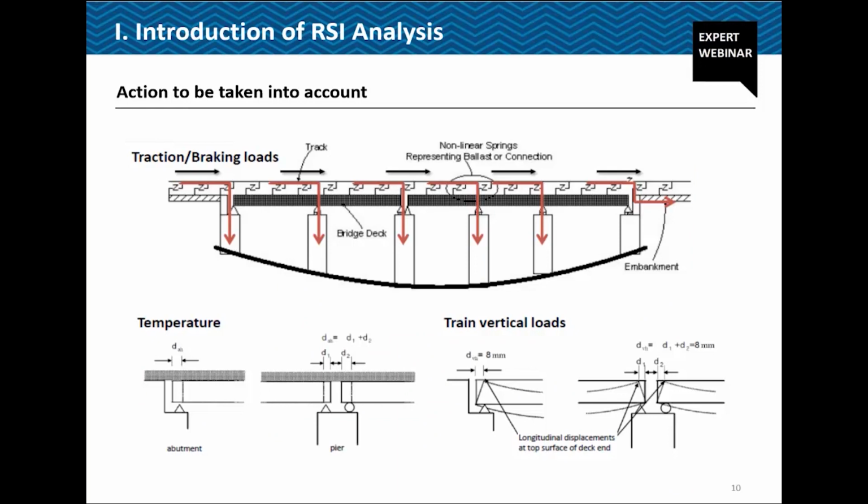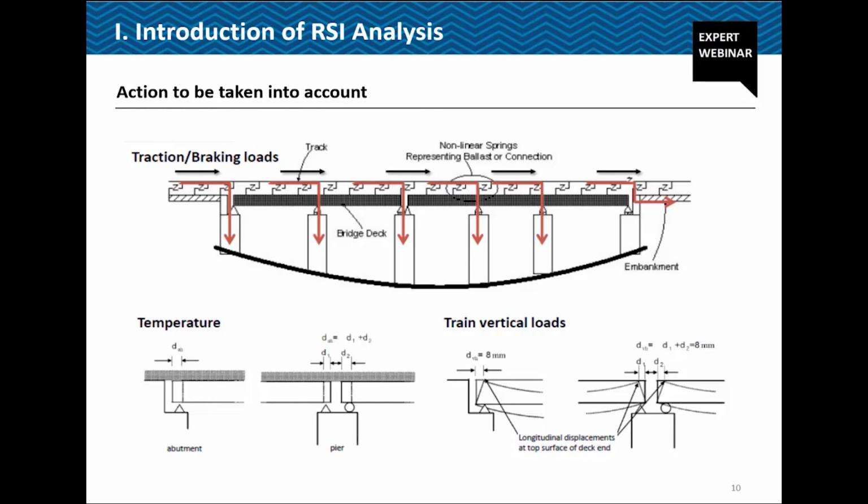So this is the phenomenon of load distribution. If there is a traction or braking longitudinal force, this force will first go through the rail, and from the rail through the fastener, some portion of the force will be transferred to the substructure.